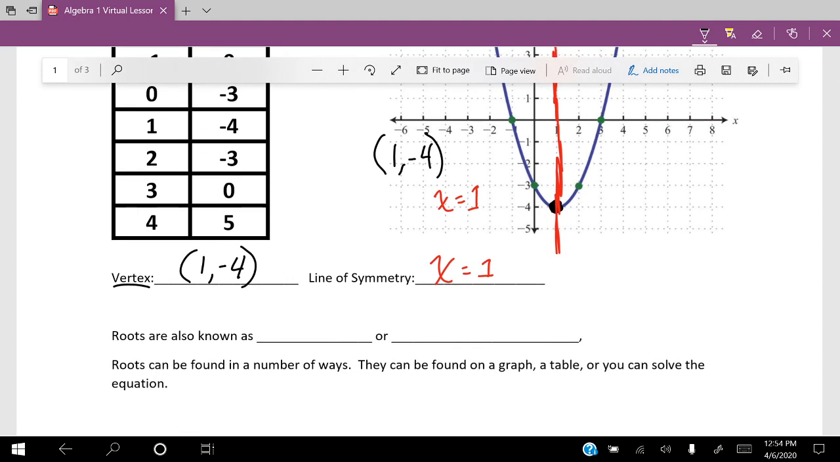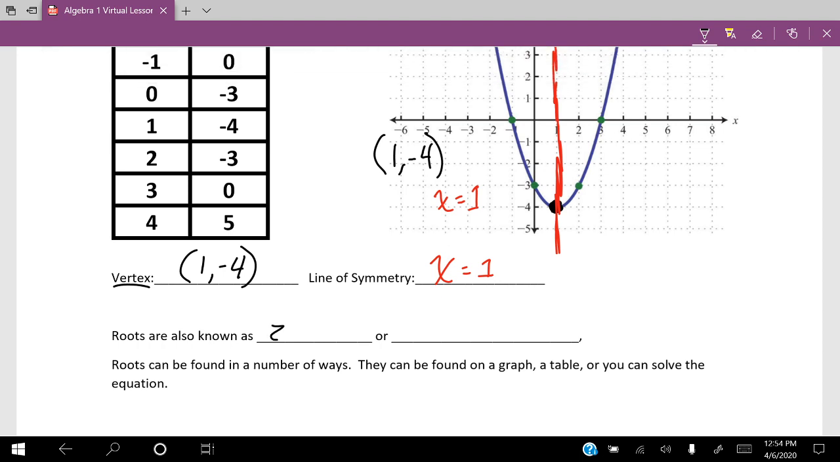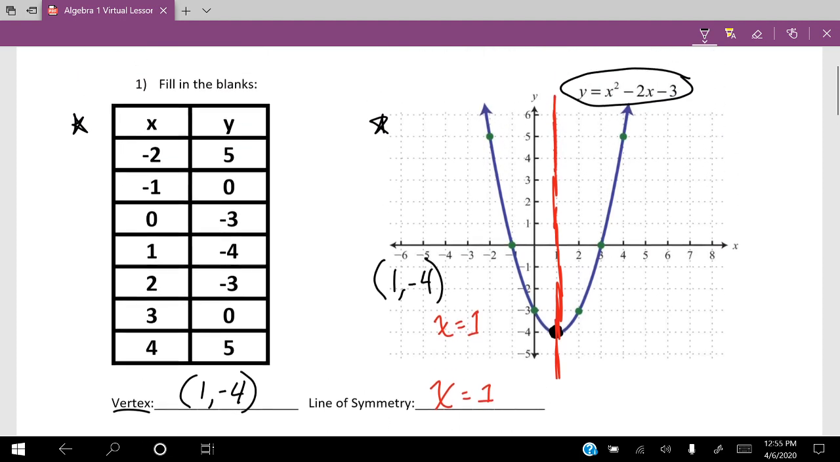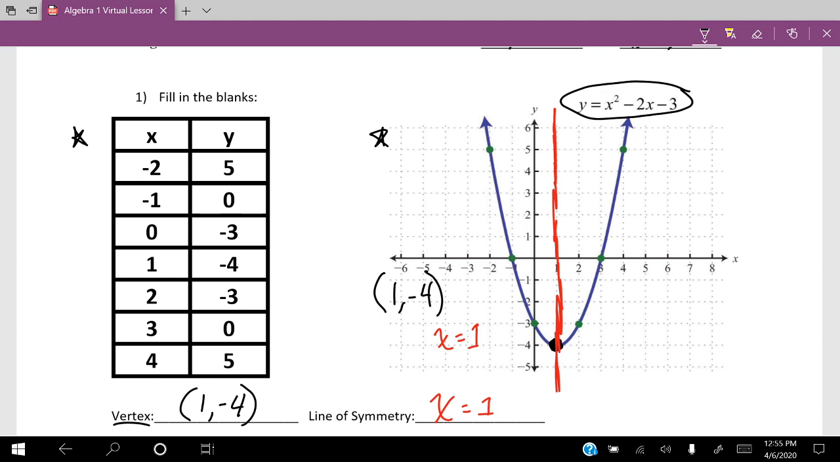What are roots? Roots actually have a few names, so let's start there. Roots are known as zeros or x-intercepts. I think the word x-intercept is probably the easiest to understand, but we'll use all three of those words so that if I use them later, no one will be confused. Roots can be found on a graph, a table, or by solving the equation. Today we're just working on tables and graphs, so don't worry about the equation. That'll come later this week.